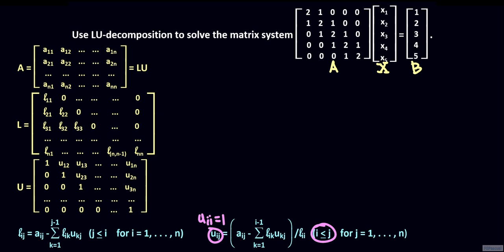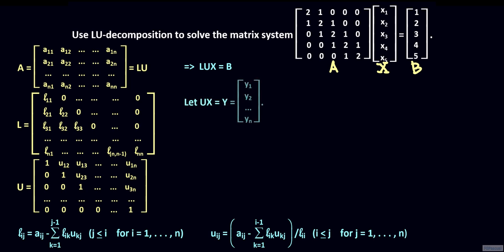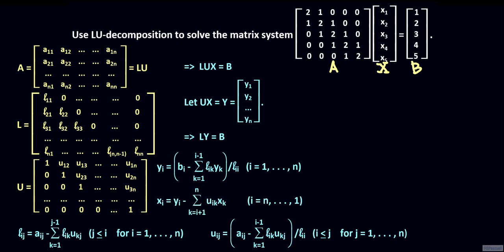We replace A by L times U and rewrite the matrix system as L times U times x equals b. Let U times x be the vector y with components lowercase y sub i. We further rewrite the system as L times y equals b. Then the y sub i's are given by this recursive formula. And the x sub i's are given by this reverse recursion.